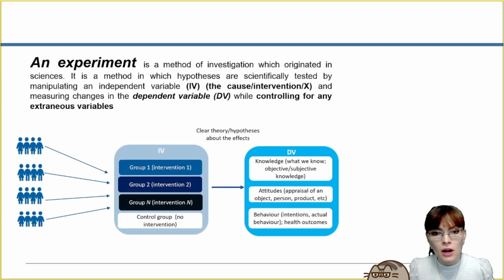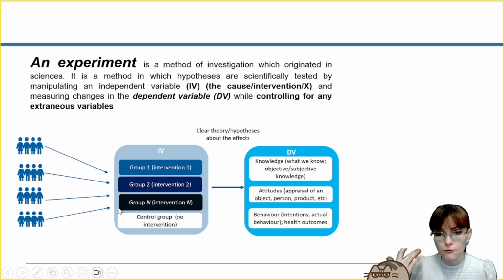As I mentioned before, an experiment is a method of investigation. In this method of investigation, you are manipulating the levels of your independent variable, just as shown on the screen. I have 4 groups. I have 3 interventions plus a control group, which does not receive any treatment. We have a clear theory about how each of those interventions are expected to affect our dependent variable, which can be anything which makes sense in the discipline that you are studying. It could be knowledge, it could be attitudes, it could be behavior.